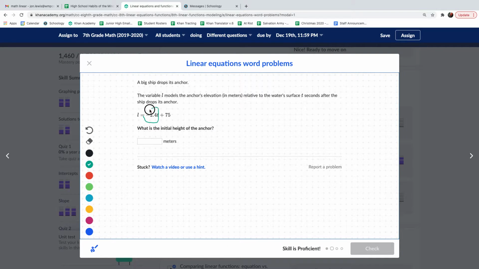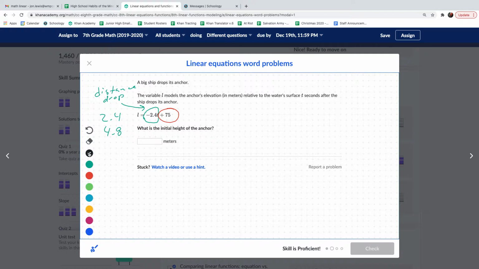This little section here, which has my rate times my time, represents basically the distance dropped over a period of time. So if it's 1 second, it's dropped by 2.4. If 2 seconds have passed, it's dropped by 4.8, and so forth. This number represents where the initial height was. That number is the y-intercept.